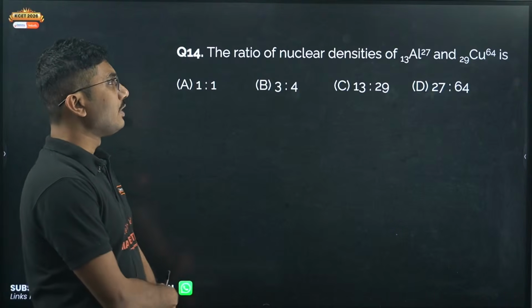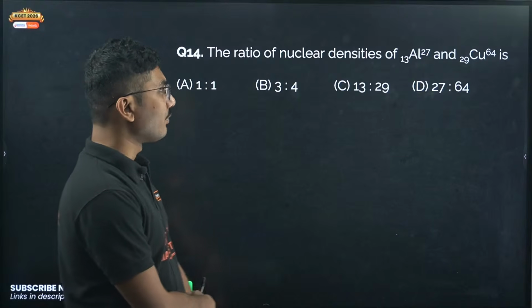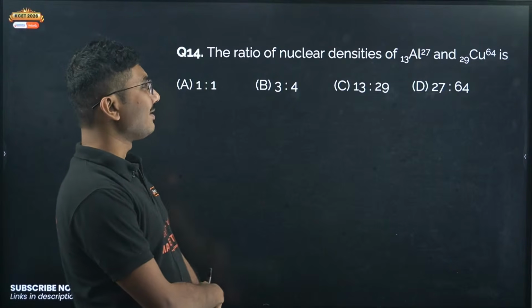The ratio of nuclear densities of aluminium 27 and copper 64 is. Ratio of nuclear densities.